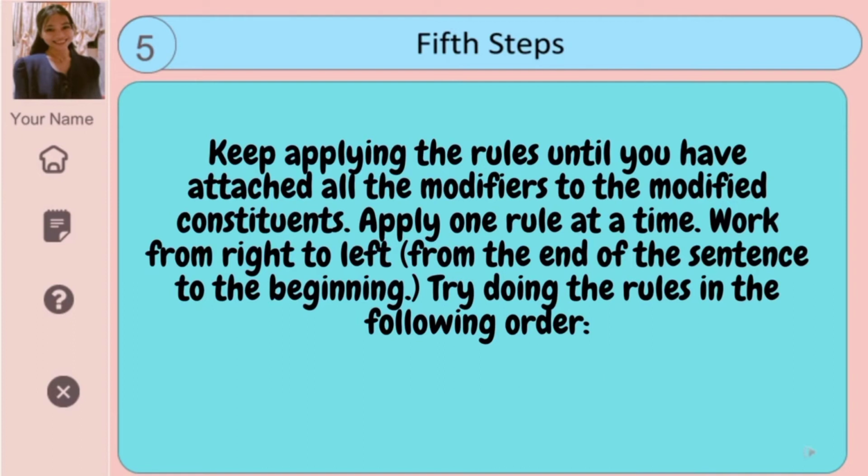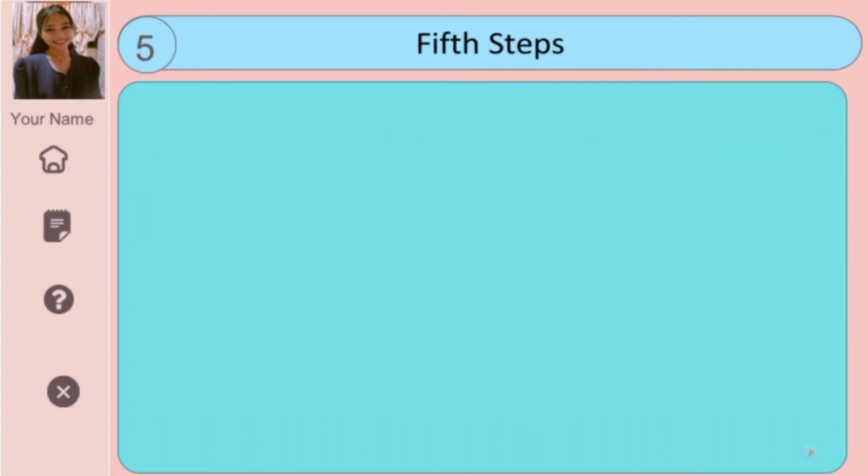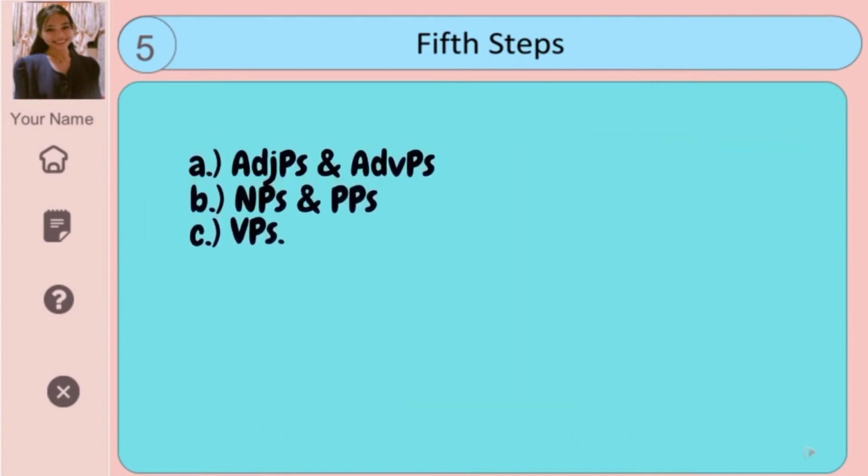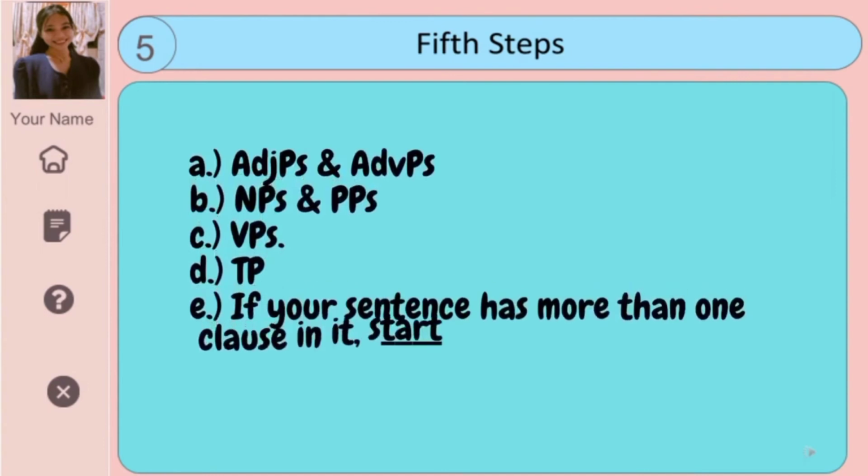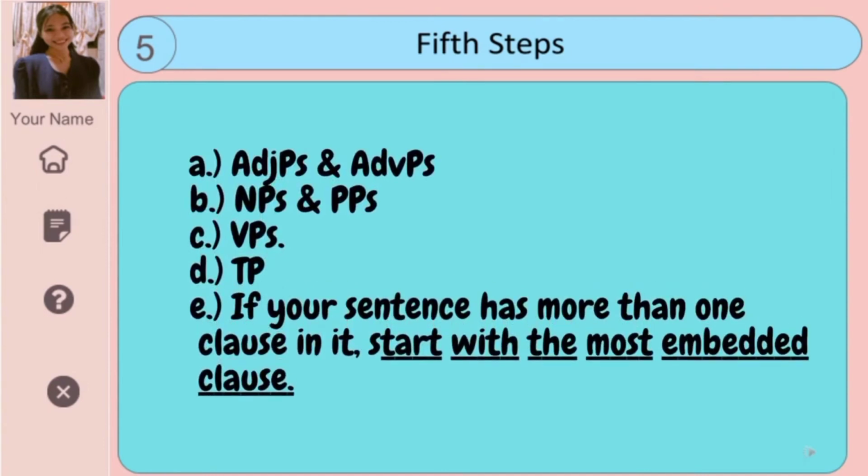Apply one rule at a time. Work from right to left, from the end of the sentence to the beginning. Try doing the rules in the following order. A. Adjective phrase and adverb phrase. B. Noun phrase and preposition phrase. C. Verb phrase. D. TP, and E. CP. If your sentence has more than one clause in it, start with the most embedded clause.